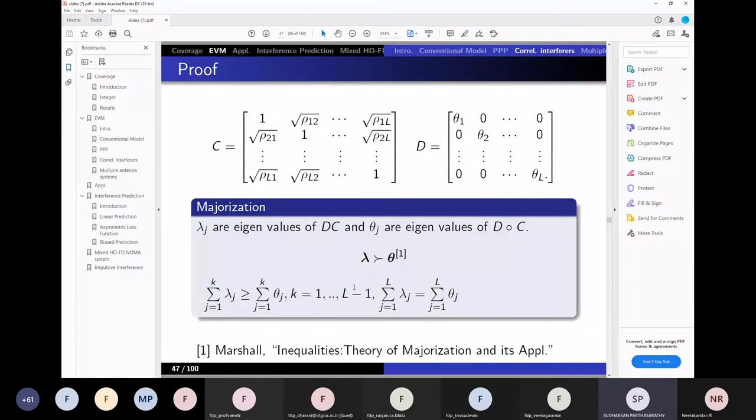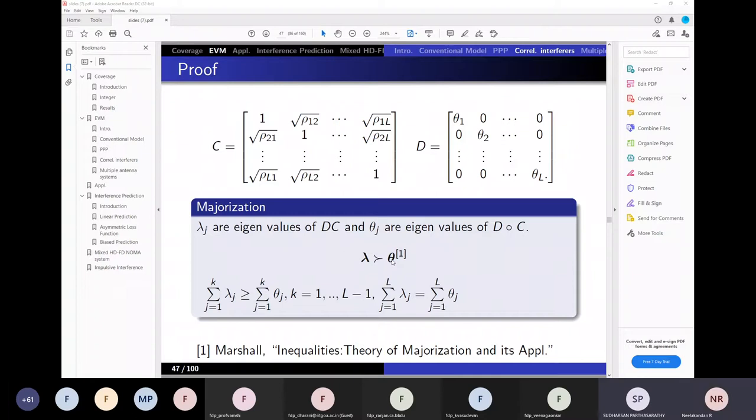So the theta j's are eigenvalues of matrix D dot C. If you take a dot product of D and C, sorry, not a dot product, I mean the element by element product of D and C, then D dot C will basically be the D matrix itself because all the other elements are zero. So if you have a diagonal matrix, the eigenvalues are going to be the diagonal elements.